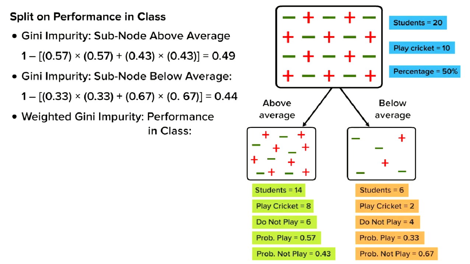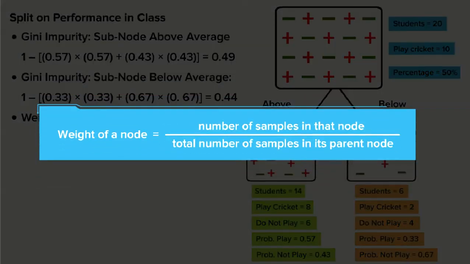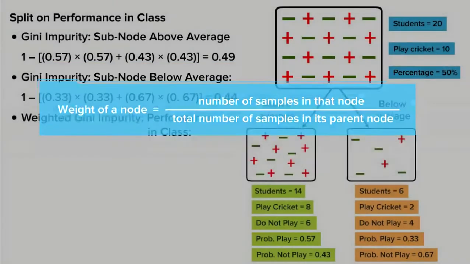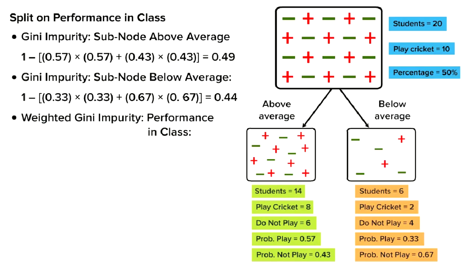Now to calculate the Gini impurity of the split, we will take the weighted sum of Gini impurities of both nodes, that is above average and below average in this case. As discussed earlier, the weight of a node is the number of samples in that node divided by the total number of samples in its parent node. So, for node above average, the weight will be 14 by 20, as there are 14 students who performed above average out of a total of 20 students, and the weight for below average is 6 divided by 20.